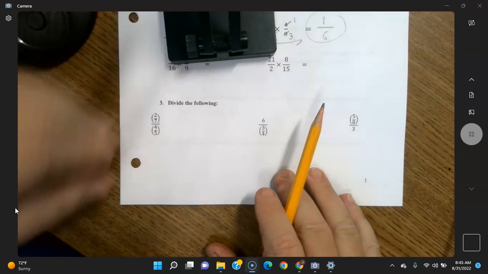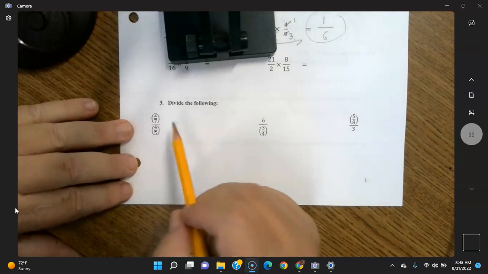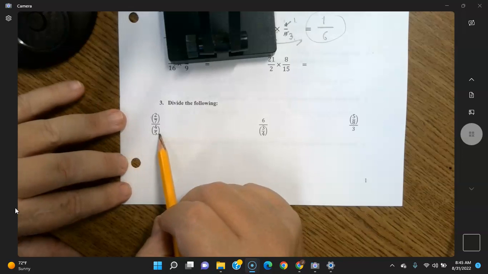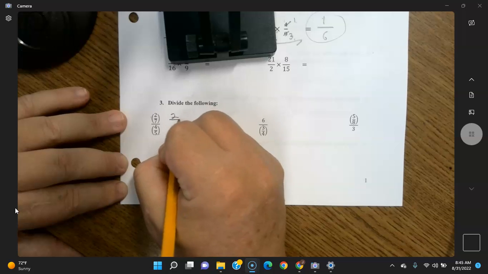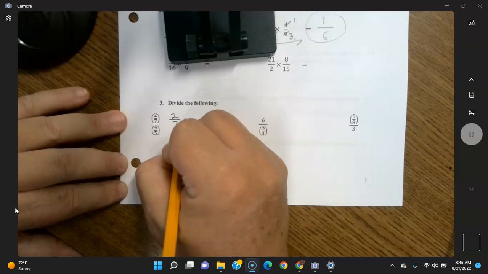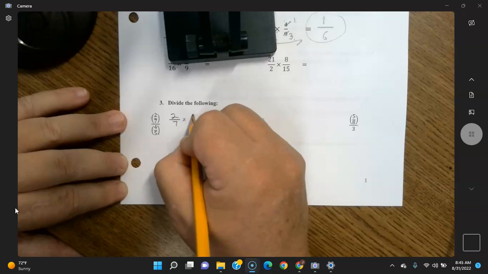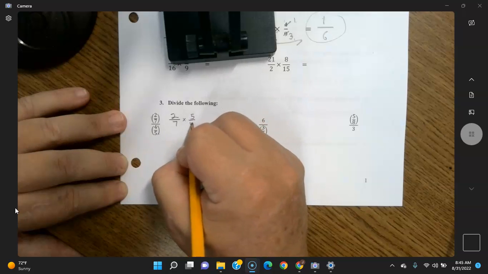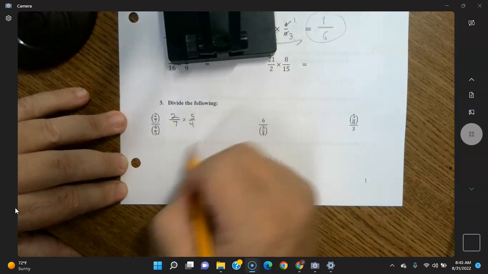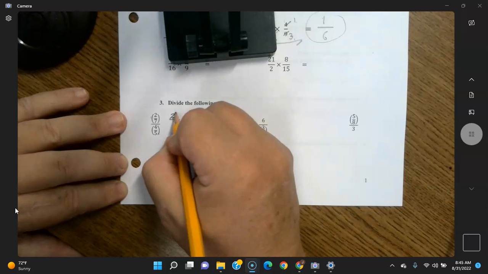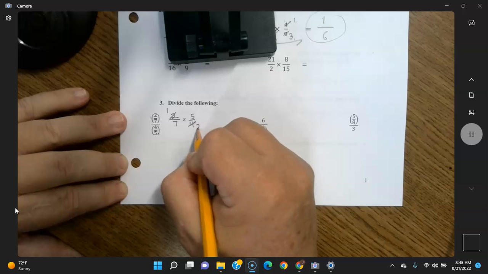Okay, division. I'll do the first two. The rule for division is flip the bottom and multiply. So I'm going to write 2 over 7 times, and the bottom you flip, 5 over 4. Instead of 4 over 5, it's 5 over 4. Now, if you can cancel, go ahead and do that. 2 goes into 2 one time, and 2 goes into 4 2 times.